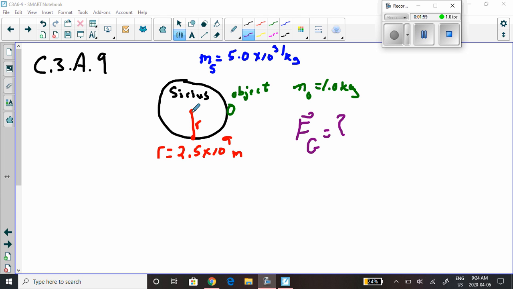Well, the radius is how far they are apart, right? So radius would be here as well, is how far apart they are center to center. So that's how far the object center and the star's center are from each other, 2.5 times 10 to the 9 meters, and it's in meters. And we know the mass of each of them, and we can use this equation to calculate it.